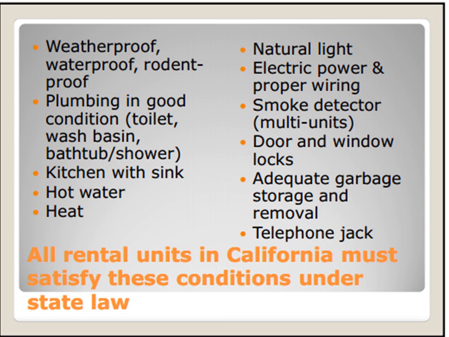Plumbing in good condition: toilet, the wash basin, bathtub, and shower. So if you have a situation where the toilet is broken, sewage is backing up into the bathtub or into a sink, then that's a problem. Kitchen must have a sink in it. Hot water and heat. Natural light, electric power, and proper wiring. Smoke detectors must be in all multi-unit buildings. Door and window locks. Adequate garbage storage and removal. And a telephone jack.